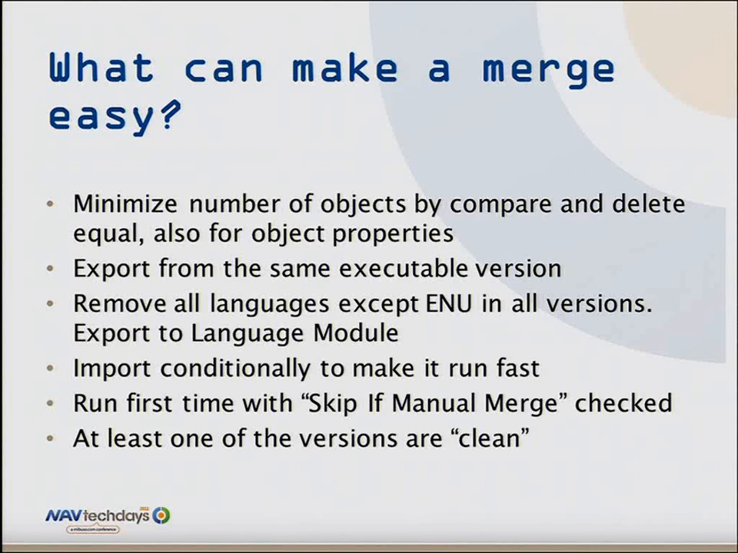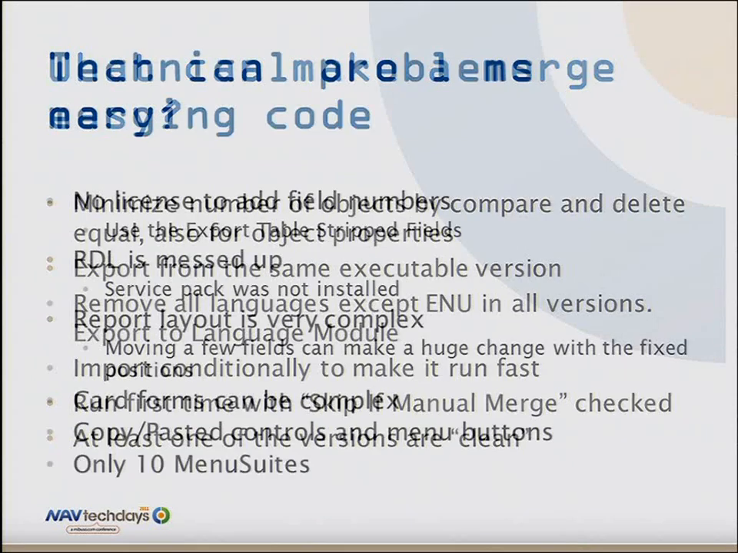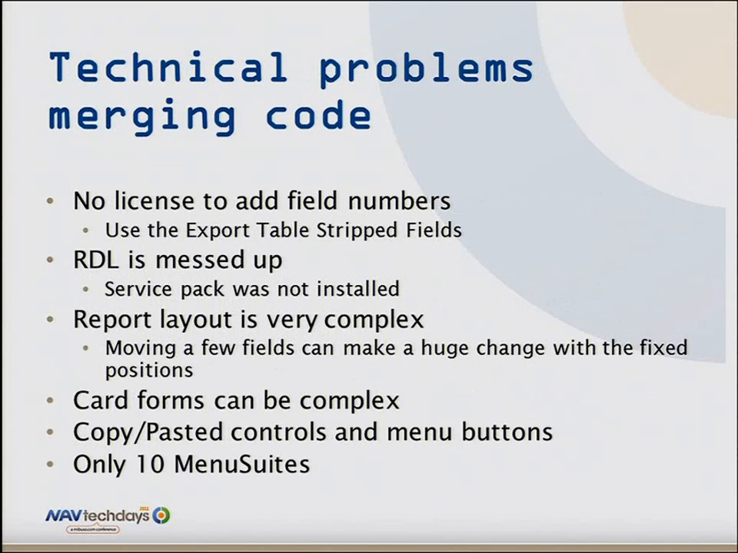And if you have a really messed up customer database, you can still implement a clean ISV solution or an upgrade to Navision, because as long as one of your two versions is decently cleaned, it's actually kind of easy. The one thing that can really make it tough is if you did a copy-paste on buttons. That's the worst thing you can do, because basically all control IDs change to your license control ID.